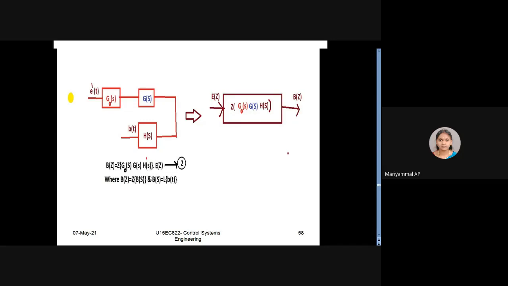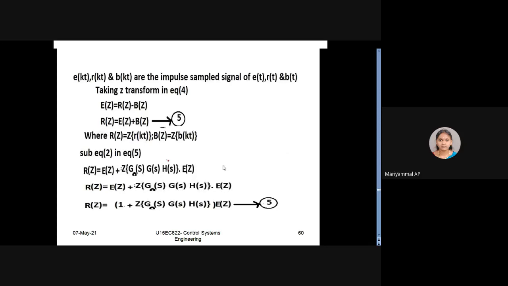E of Z is also there. You are going to substitute this equation in the fifth equation. So we are going to replace B of Z with the Z transform of G naught of S, G of S, H of S into E of Z. Then I am going to take in this equation, just take E of Z as common.